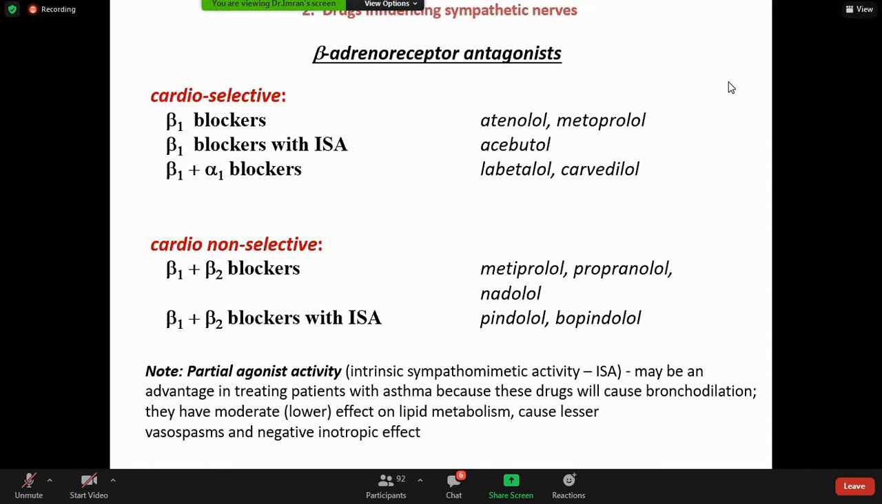When we block this beta 2 receptor, we get the opposite effect. We are going to decrease the blood sugar level by stopping the process of glycogenolysis and by stopping the release of glucagon. So the use of beta blockers can produce hypoglycemia. I have already discussed this important point.